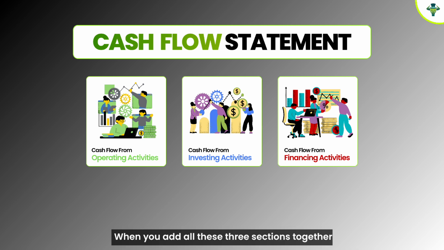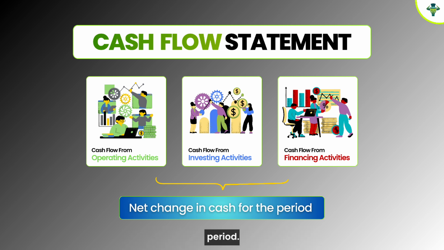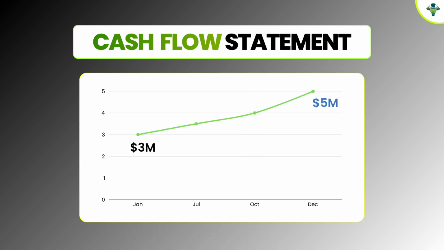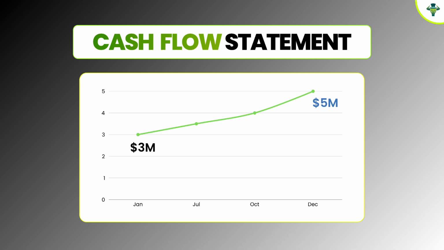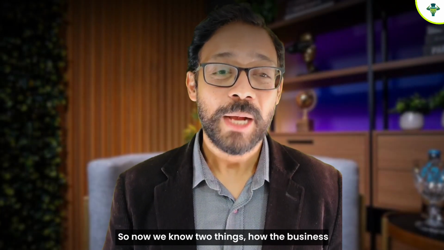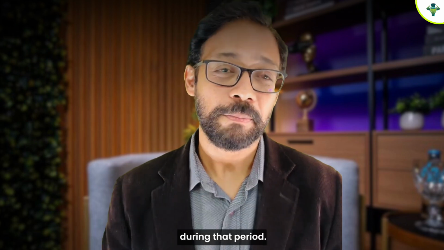When you add all these three sections together, you get the net change in the cash for that period. So if the business started the year with 3 million cash and ended with 5 million cash, the cash flow statement shows exactly how the 2 million increase happened, dollar by dollar. So now we know two things: how the business has performed and how cash actually moved during that period.